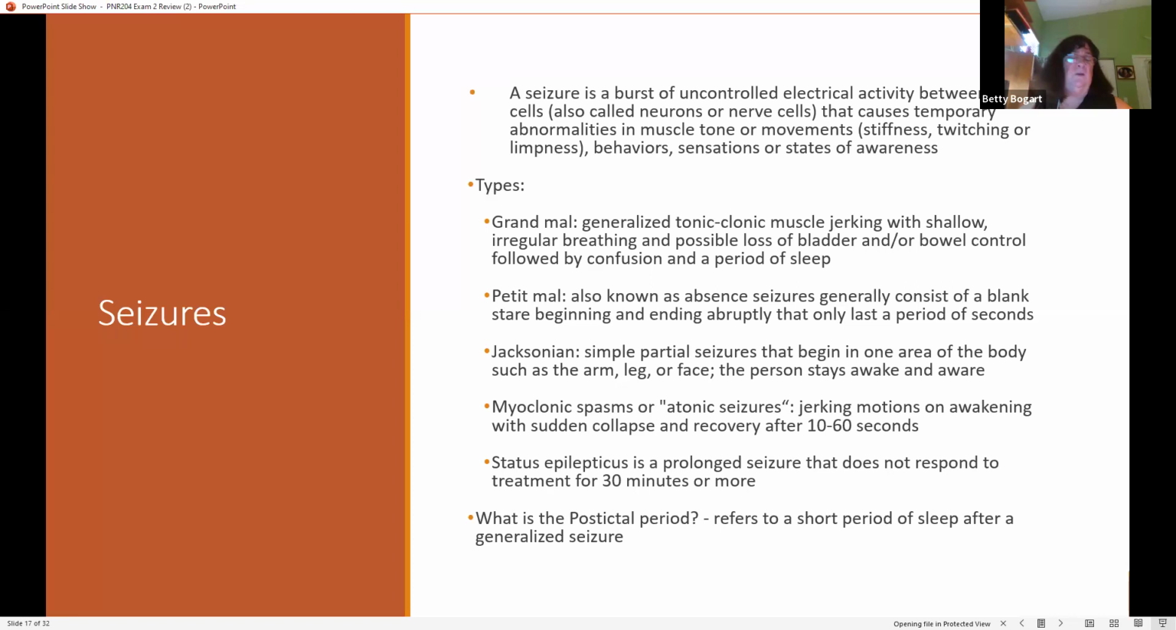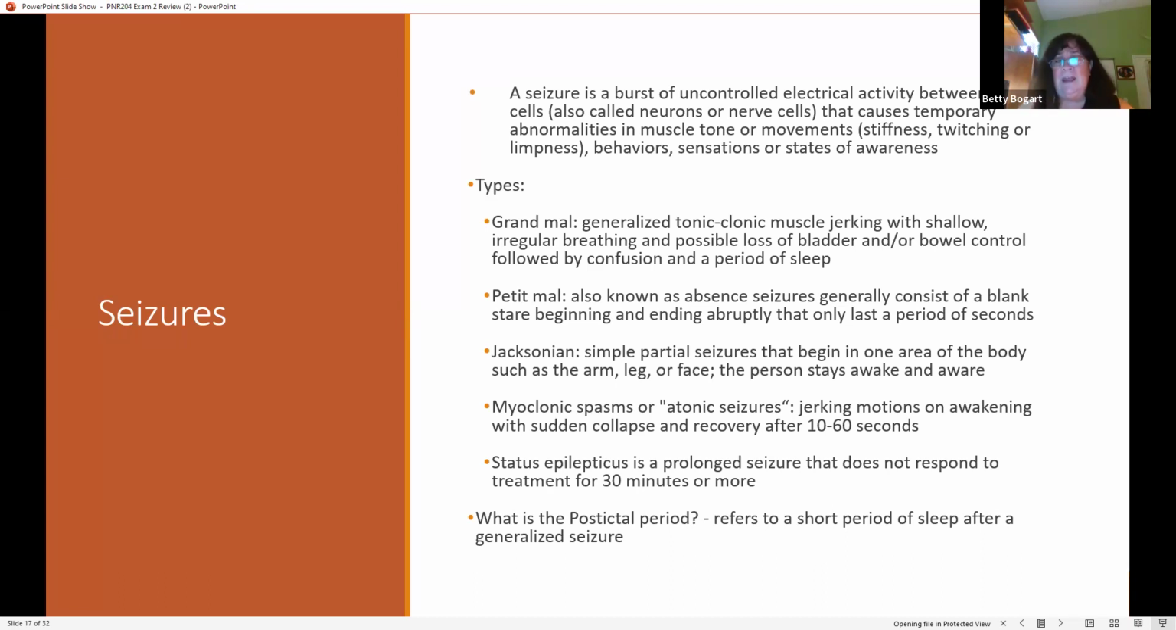Grand mal is what you think of when you think of a seizure. That's the arms and the legs, the foaming at the mouth, loss of bladder and bowel control, and it's followed by a postictal period of sleep time, right? They just don't know what happened at that point.